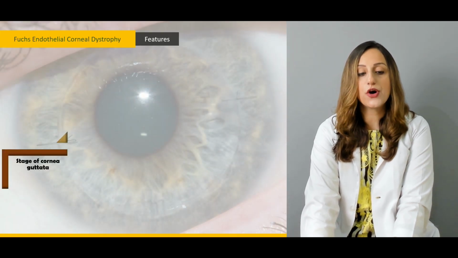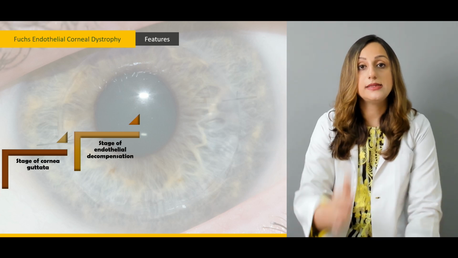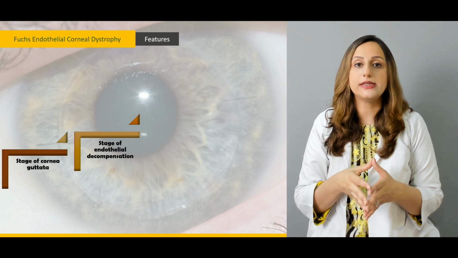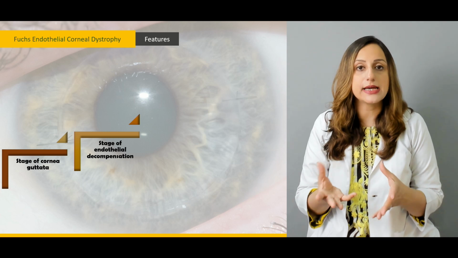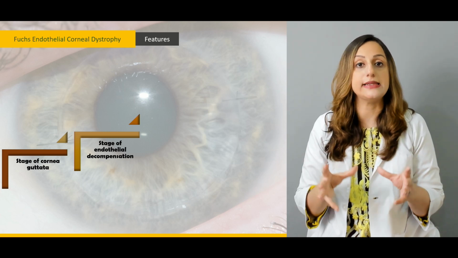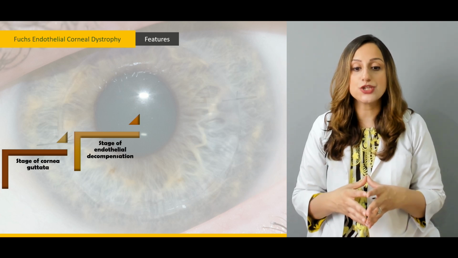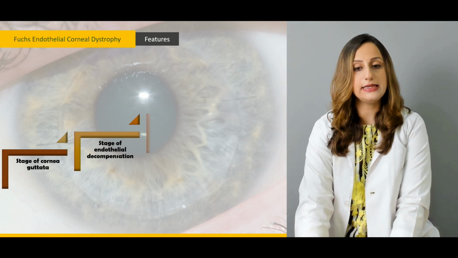The stages of the cornea guttata can be noted down when you're looking at the features under the slit lamp. You're going to look for the stromal opacities. Either they can be of the granular type, and if they're involving the peripheries and the limbus, that is the corneal guttata's appearance. The stage of the endothelial decompensation can also be seen in this.